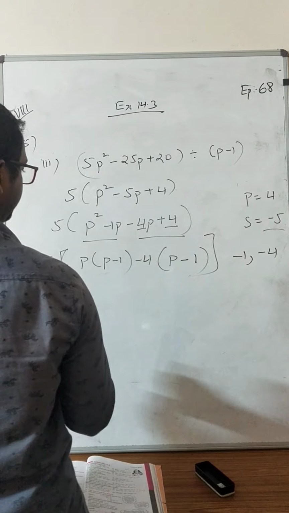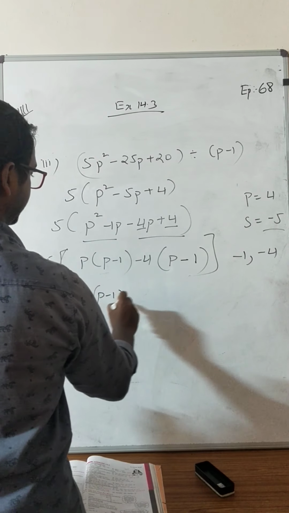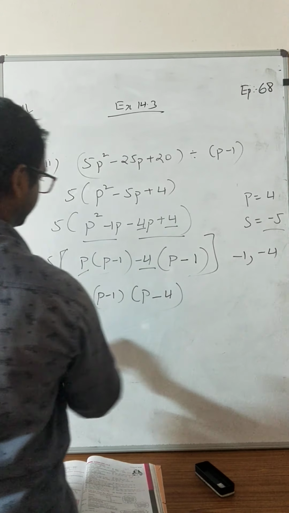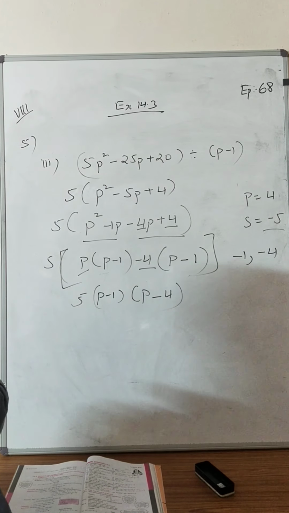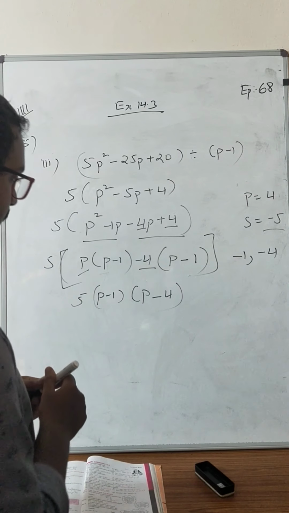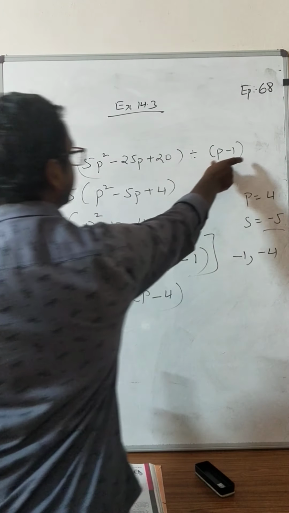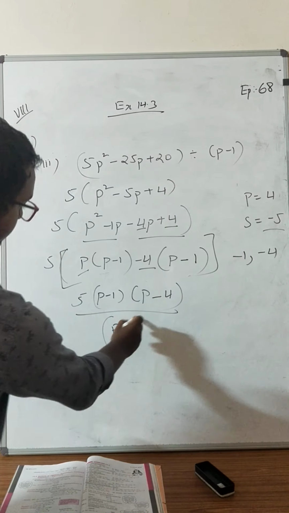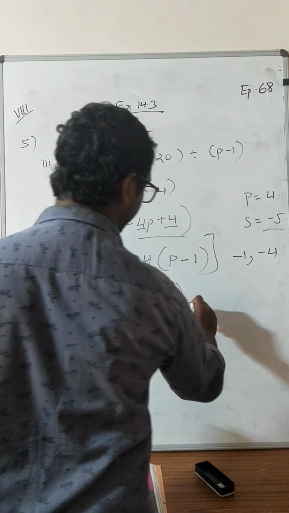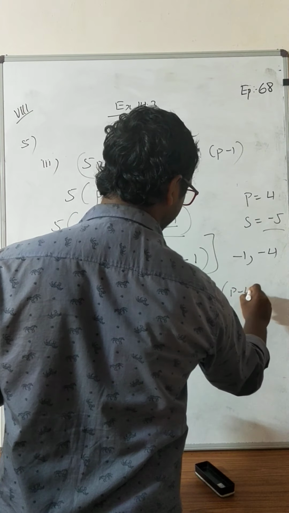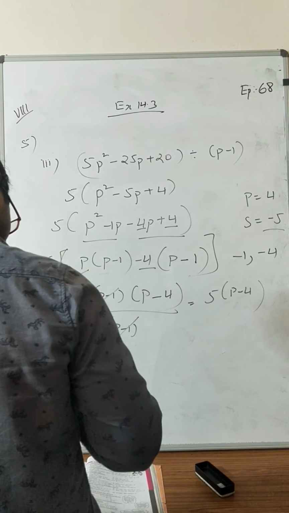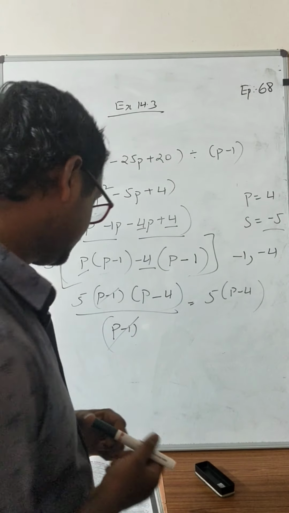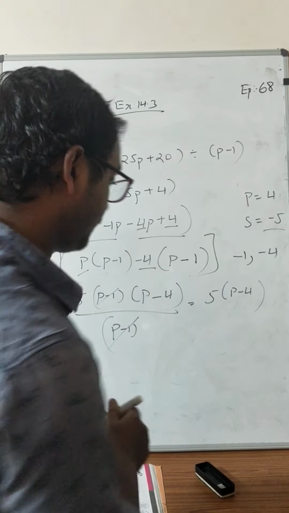Now see, here and here I can take p minus 1 as common. When I take p minus 1 as common, here I will be left with p minus 4, and 5. So 5 into p minus 1 multiplied with p minus 4, whole divided with p minus 1. See, p minus 1 and p minus 1 will get cancelled. So the final answer is 5 into p minus 4. Okay students, now let us move on to the fourth question.